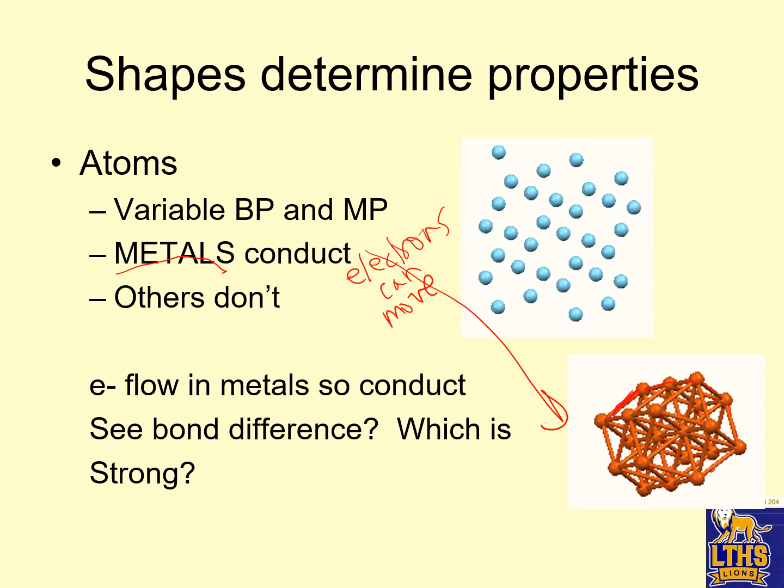The electrons are always in motion, but in other materials they can't go from one atom to another. Metals conduct electricity because their electrons move. Because the atoms are so close together and their bonds are strong, the electrons can move across. So these are strong, and the ones in between are weak.